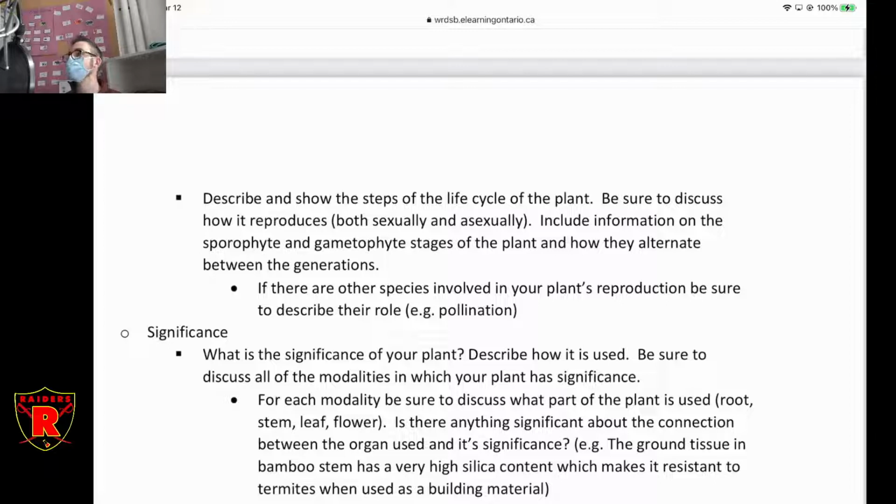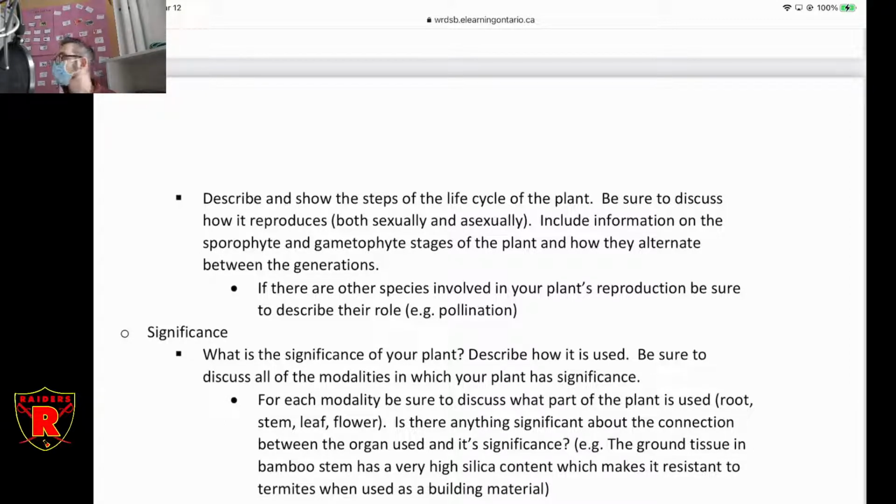How long does it take for it to germinate after the seeds are dropped? When do they germinate during the year? How long does it take for it to go from a seedling or a sapling to a mature plant that is ready to reproduce? That's standard information as part of a life cycle for an organism. That's what you should be discussing. Okay, so you're going to be telling me about its life cycle.